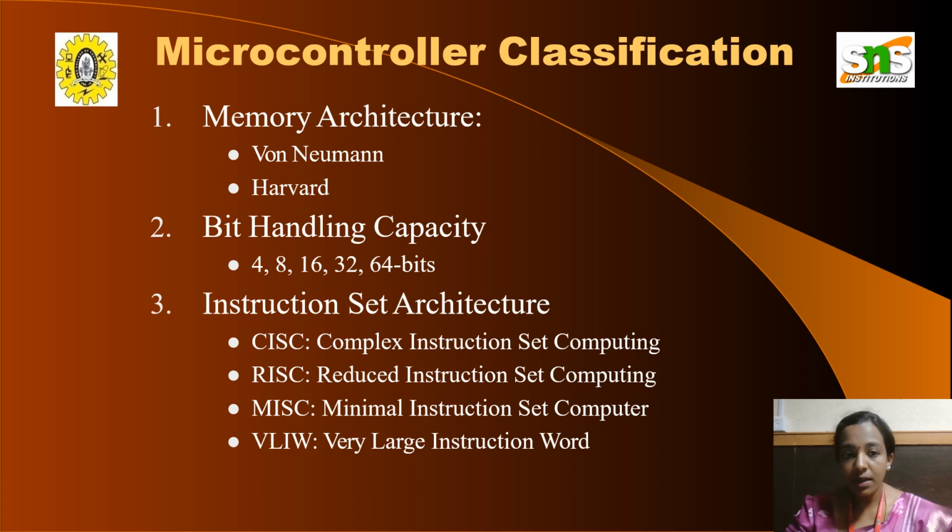Microcontroller classifications. There are three types of classifications: memory architecture, bit handling capacity, and instruction set architecture. With memory architecture, we have two types: Von Neumann architecture and Harvard architecture. The second type is bit handling capacity. Microcontrollers can handle 4 bits, 8 bits, 16 bits, 32 bits, or even 64 bits.